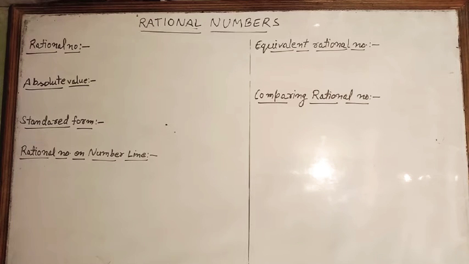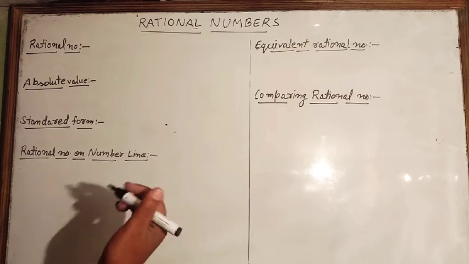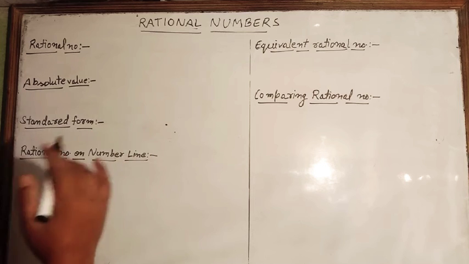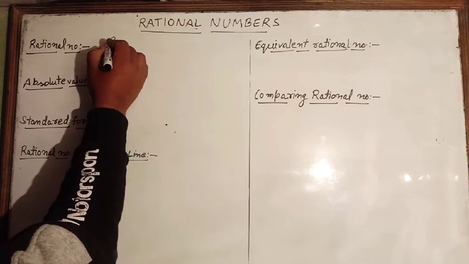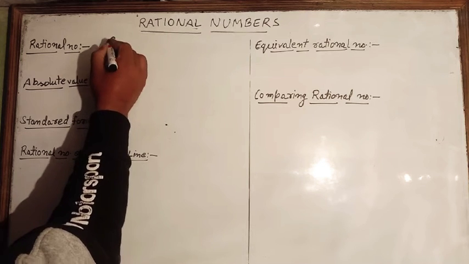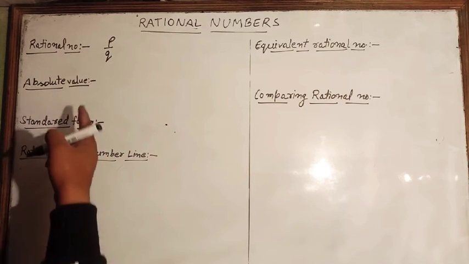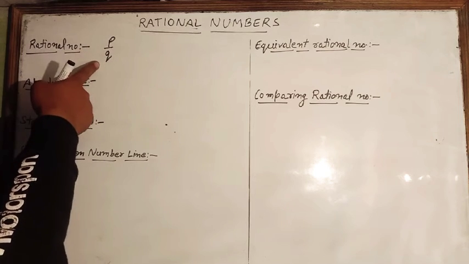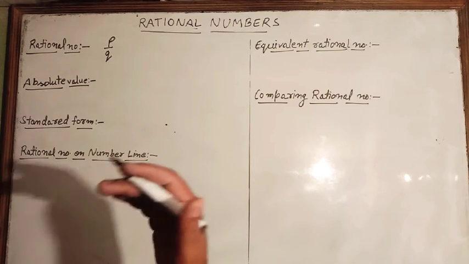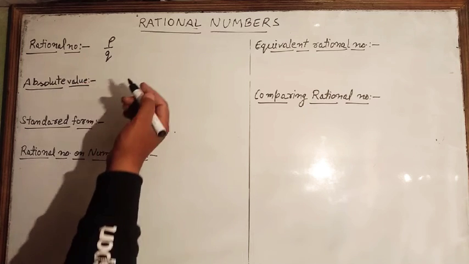Everyone, in this video we are going to start our third chapter of class 7, that is rational numbers. So what are rational numbers? All the numbers which we can write in the form of a fraction like p upon q are known as rational numbers. All the numbers which we can write in the form of p upon q, or in the form of fractions, are called rational numbers.